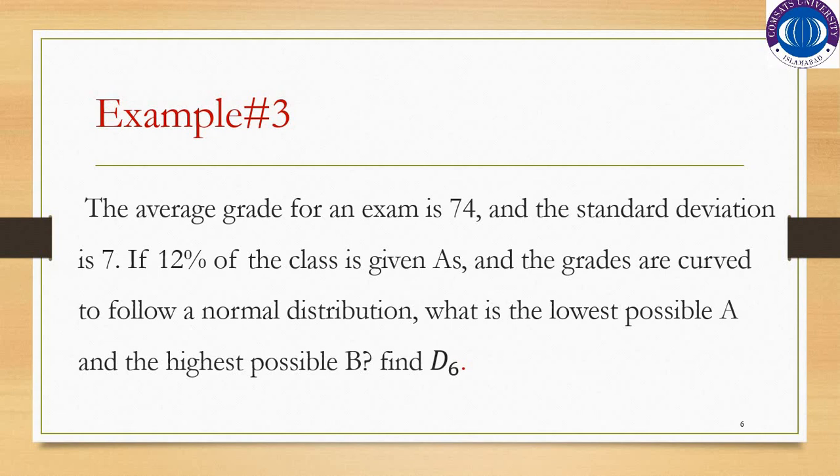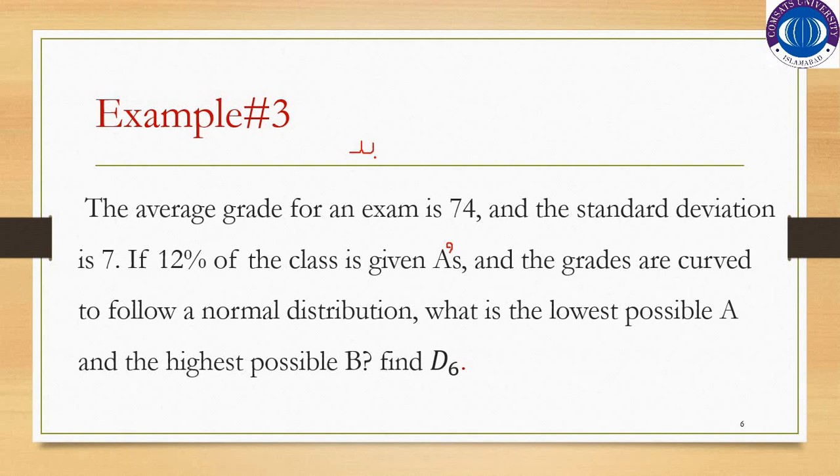And find D6. So what we have to find: if 12% of the class is given A's, and the grades are curved to follow a normal distribution, what is the lowest possible A and the highest possible B? And also we have to find D6. We will discuss this D6 in later slides. First we will go through the lowest possible A and the highest possible B.